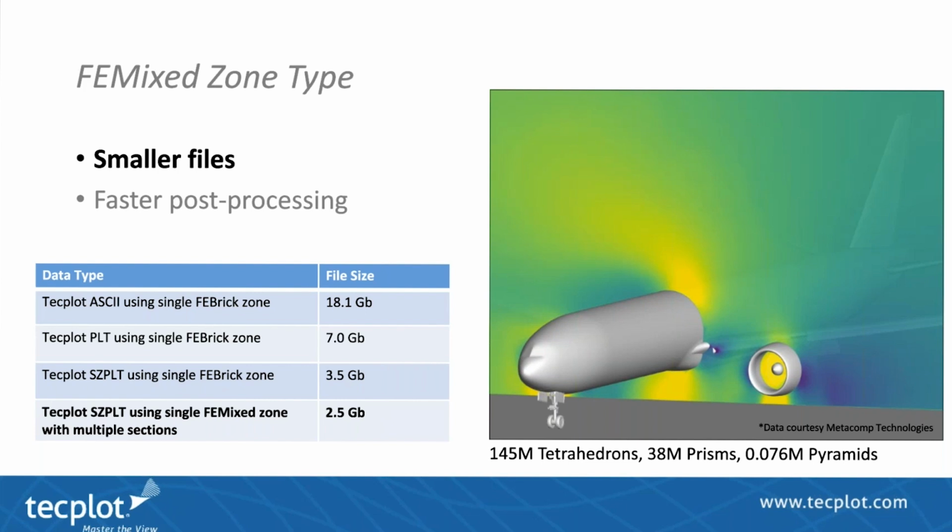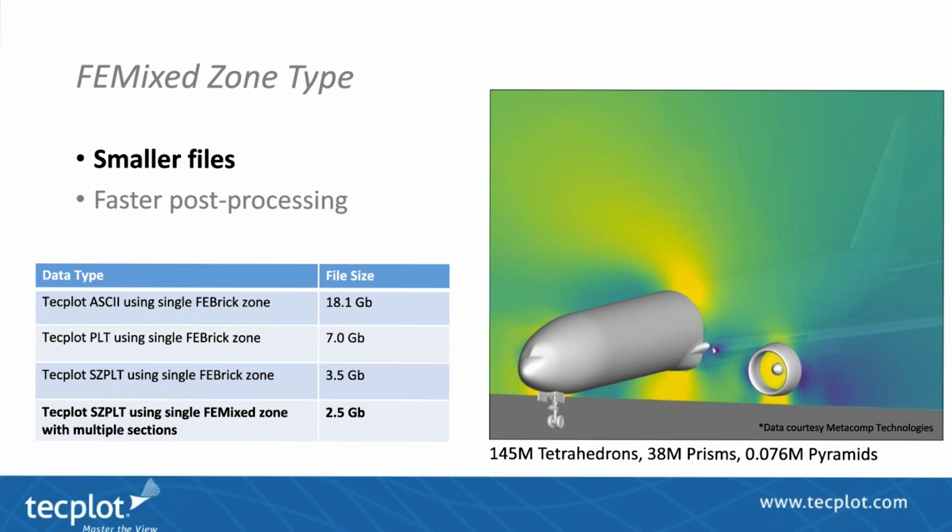So in terms of file size, you can see the different options for file type here. With Tecplot ASCII in the table, you can see that using a single FE brick zone, which is what you'd have to do, or have multiple zones, the size of the file is 18.1 gigabytes. Using the Tecplot PLT format, same idea, single FE brick zone, it's 7 gigabytes. Now, if you wrote that out using the SCPLT format, this SZL file format, it's 3.5 gigabytes, only half as big as the PLT format.